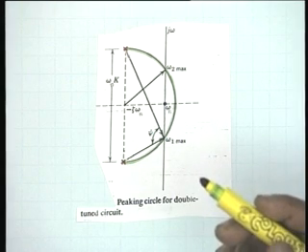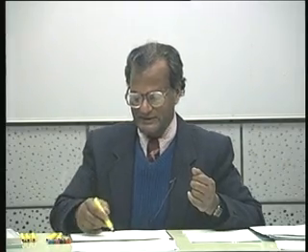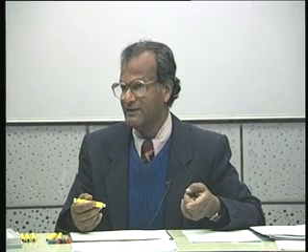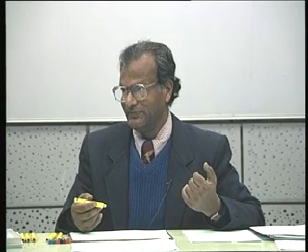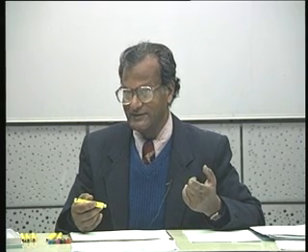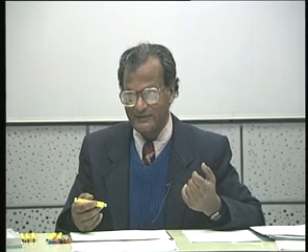So one is tempted to conclude that if this circle does not intersect or touch the j omega axis, there should be no maximum, there should be no peaking. But the situation is slightly different here.